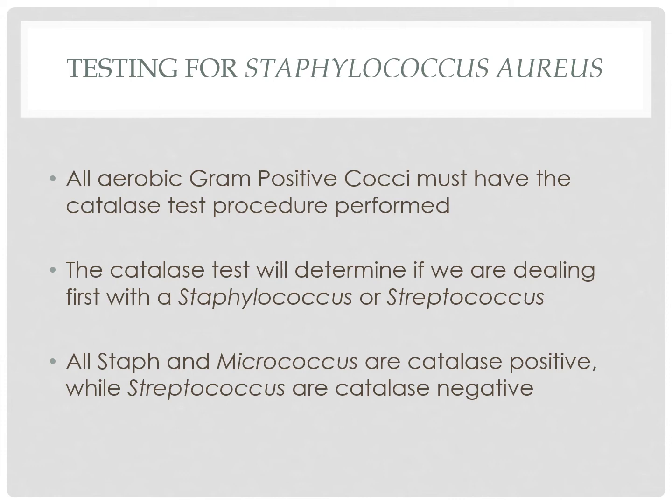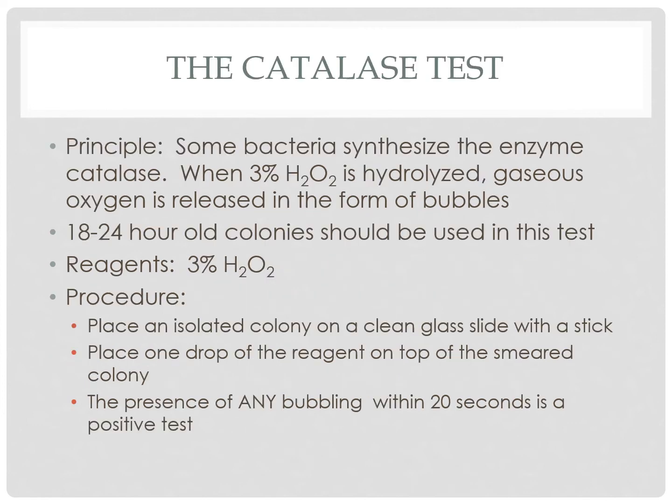Anytime you have an aerobic gram-positive cocci, we always want to do the catalase test to make sure that we're dealing with the Staphylococcus. Remember, Staphylococcus is always positive for catalase. It's not a bad idea to do a gram stain also. The catalase test will determine if we are dealing with the Staphylococcus, which are catalase positive, or a Streptococcus, which is catalase negative. All Staph and Micrococcus are catalase positive, while Streptococcus are catalase negative. So catalase is a good way to determine if you're dealing with a Staphylococcus versus a Streptococcus. The catalase test is one of the first tests that we can do on an isolate.